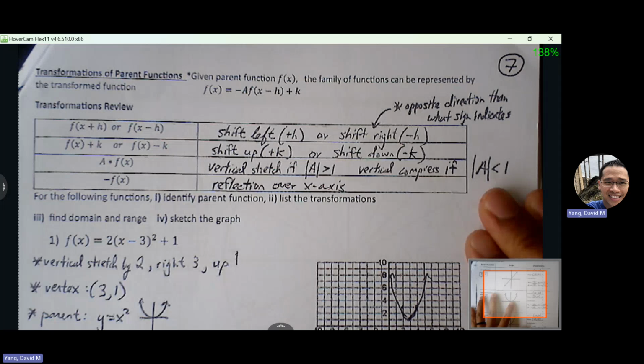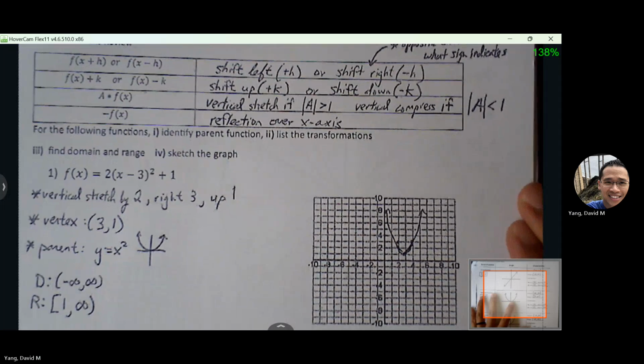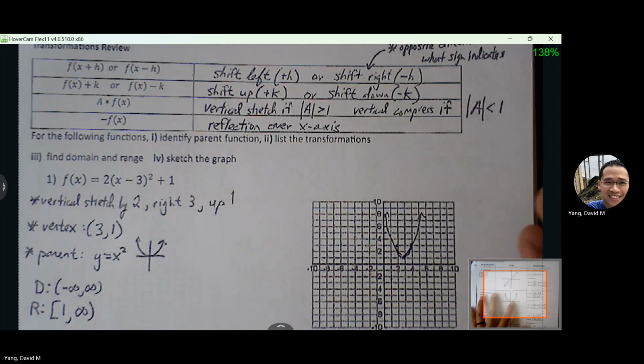Okay, so real quick here, number 1. The parent graph for number 1 is x squared. The -3 is going to shift that x squared to the right 3.